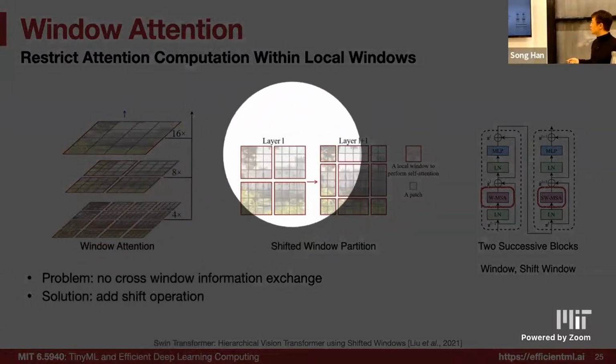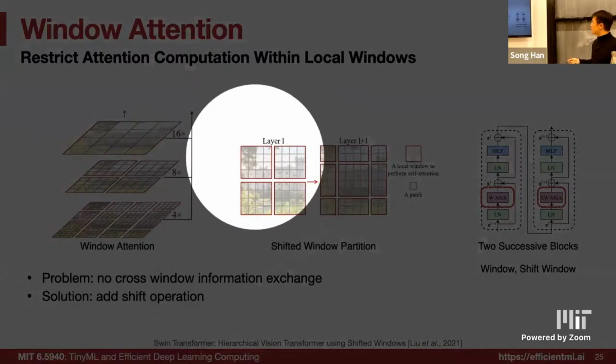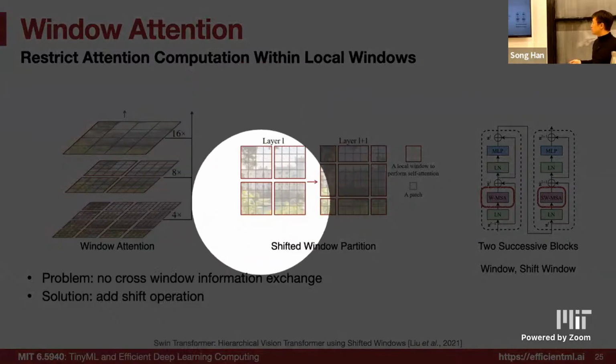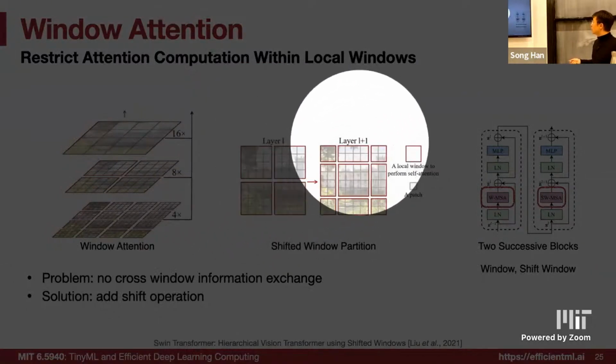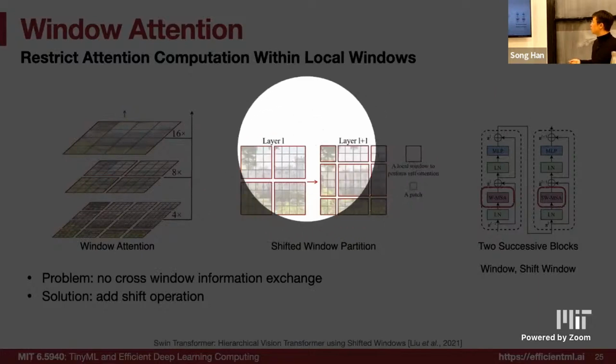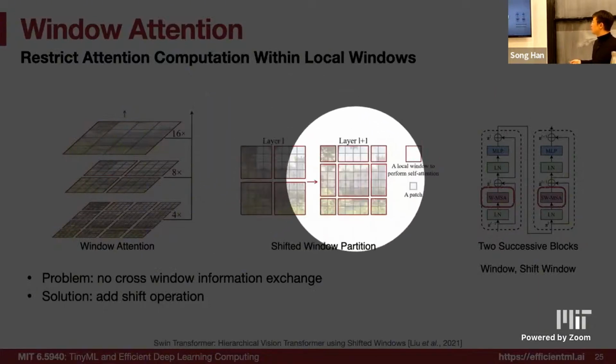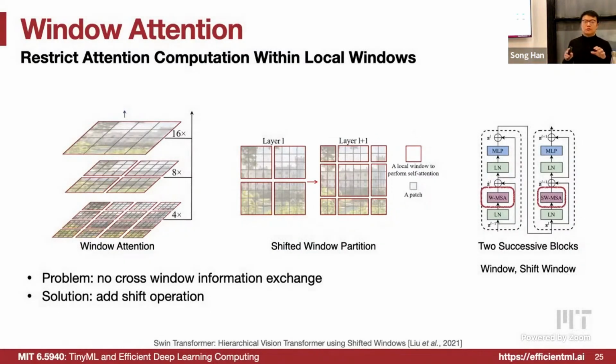For layer 1, this is the window divided into 2 by 2 windows. And in layer 2, we actually shift the window by 2 boxes, so that for adjacent windows, the tokens in the second window can also attend to the first window in the second layer. So if we repeat this process, all the tokens will be able to attend to other tokens, no matter if they are in the same window or not, thanks to this shift operation.